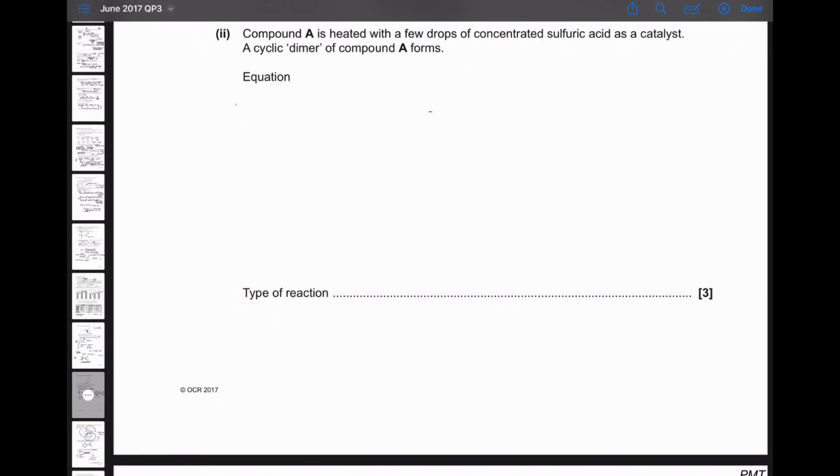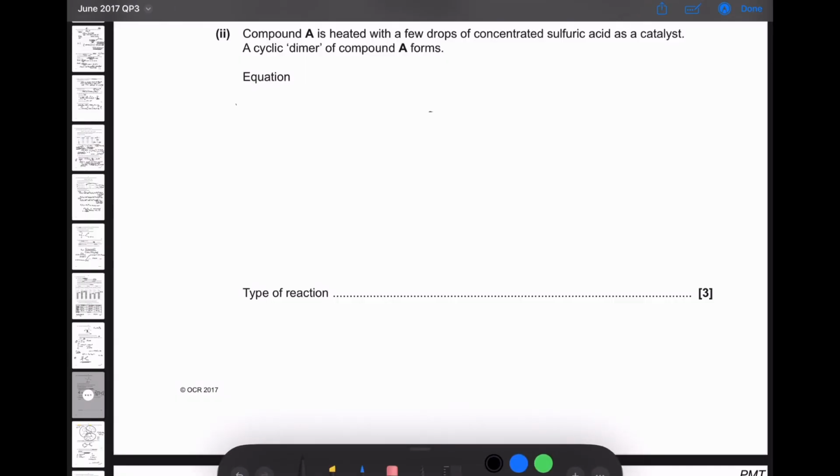Compound A is heated with a few drops of concentrated sulfuric acid as a catalyst. A cyclic dimer of compound A forms. So you're reading this and you're going, what on earth is a dimer? I've never heard that word before. You know, if you were in an exam, you'd start to go, I don't know what a dimer is, have I missed something on the spec? Oh no, it's all going wrong.